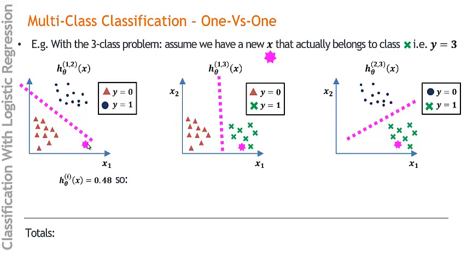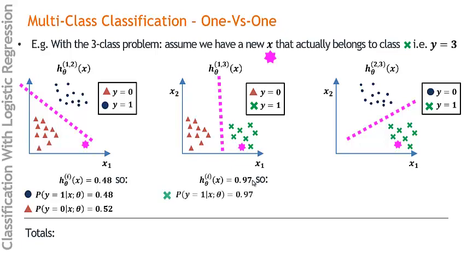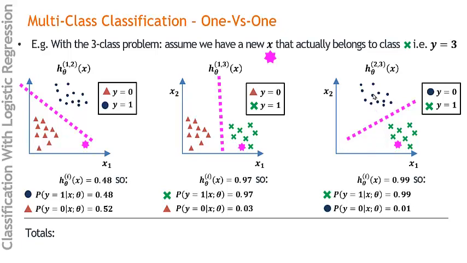This means that the new instance is slightly more likely to be in the class down here than the class up here. When we apply this classifier, we get 0.97. So the instance is much more likely to be in this class than this class. And here also, when we're comparing these two classes, the new instance is much more likely to be in this class than this class.